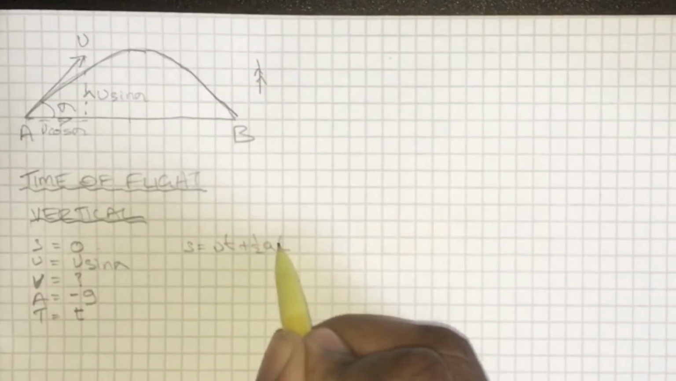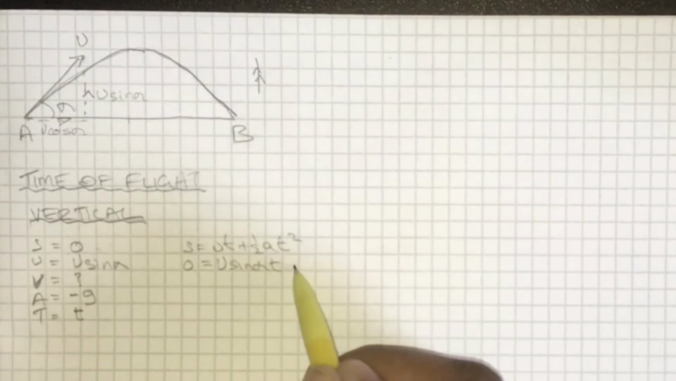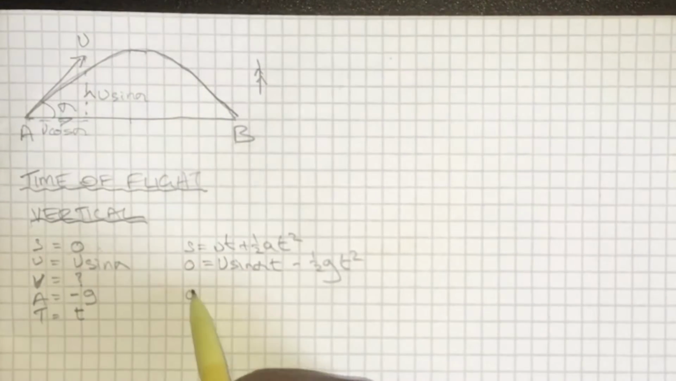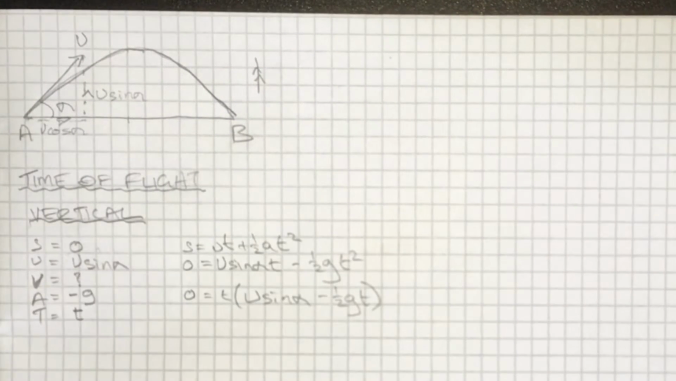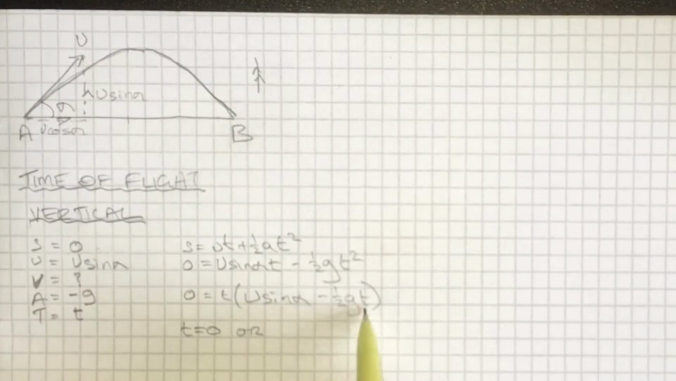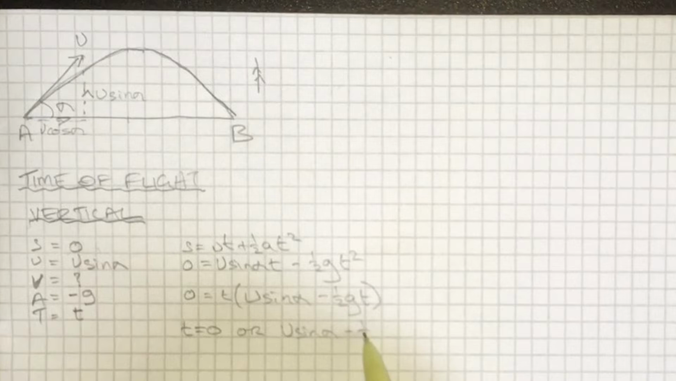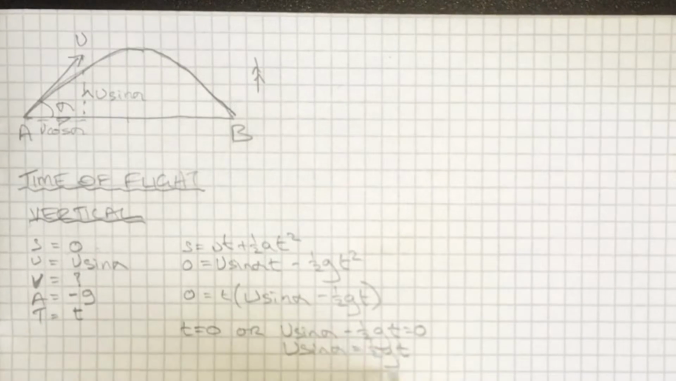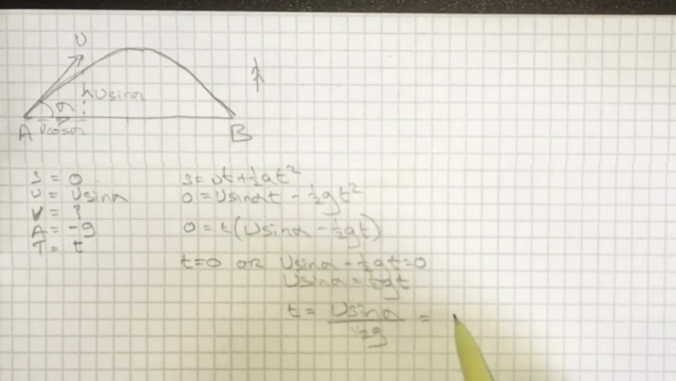So my expression, using s equals ut plus half at squared, substituting in these values, I'm trying to make t the subject. I want t to be the time of flight. I get an opportunity to factorize, and that lets me know either I have t equals 0, or I have this bracket equal to 0. If we set the bracket equal to 0 and just rearrange, I can isolate the t, and we get t equals u sine alpha over half g.